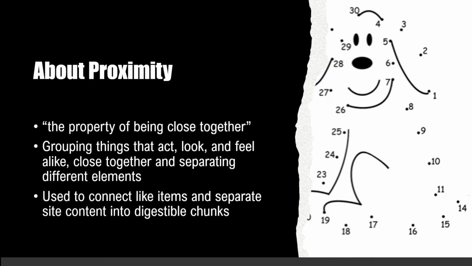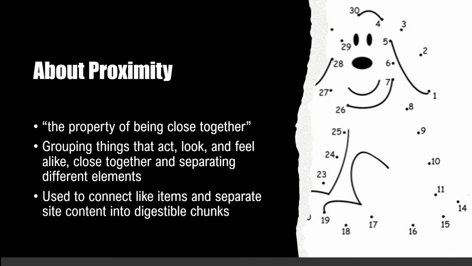Right? So if we take things that act and look and feel alike, and we put them close together, then we can say, well, these things have a relationship to one another. These things are similar to one another. Those things are different to these things. And so we can connect like items and separate the site into digestible chunks.